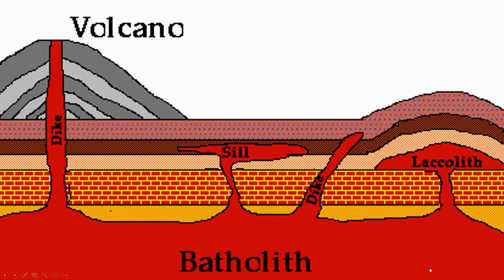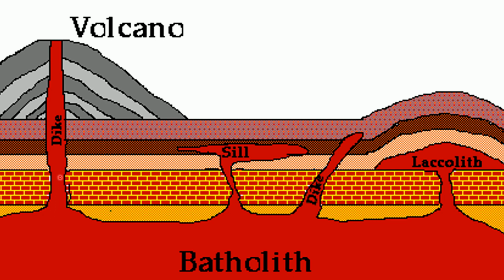So again, a cool diagram showing what all of these different formations look like. Something like this could definitely show up on a quiz or a test in the future. So over here on the left, you can see there's a dike. It's completely perpendicular to the horizontal layers. Sometimes a dike is just formed underneath an old volcano.